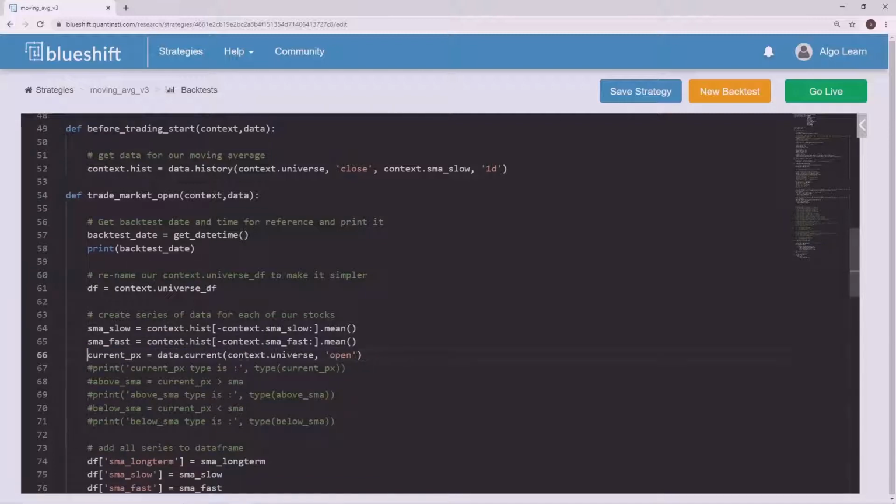And so we have our current price. So we're going to do data.current. And of course, our context universe would just be the two positions. And we're going to pull the open price at market open. Okay.